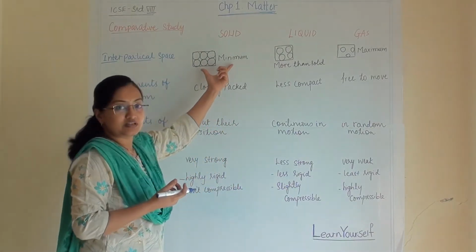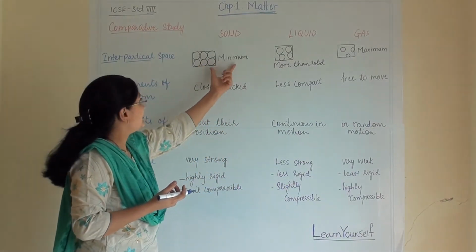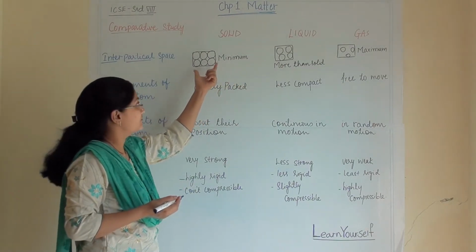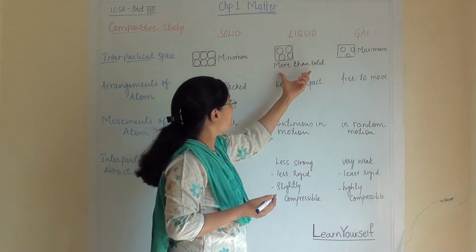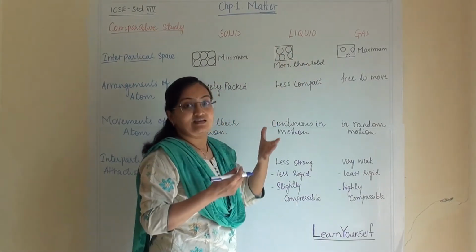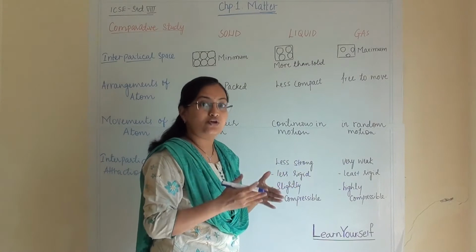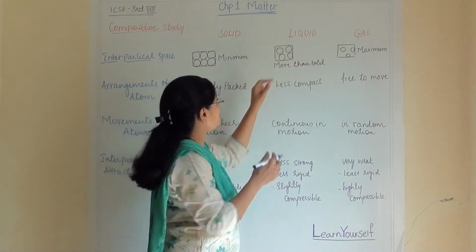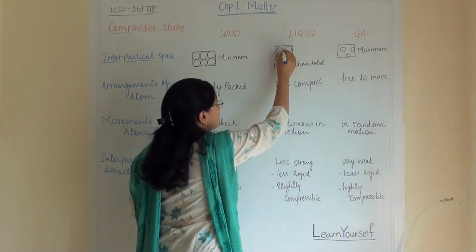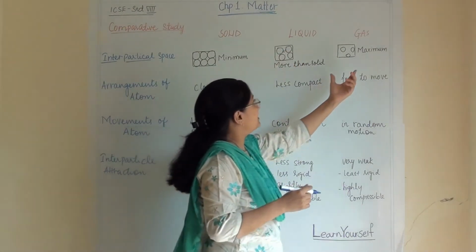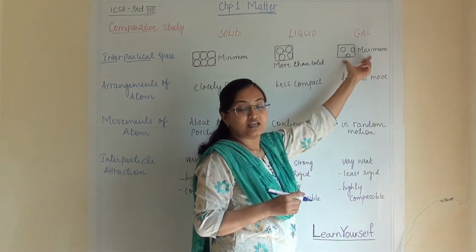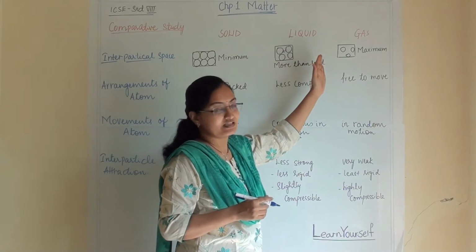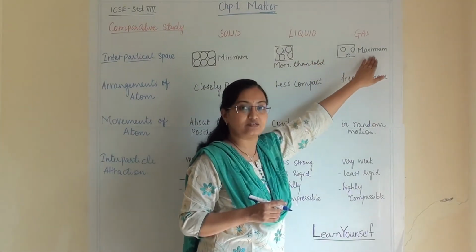So interparticle space in solid is minimum because the structure is closely packed. Whereas in liquid, the space is more than solid, or you can also write it is less than gas. In between, you can see some space is there. In the gas, the interparticle space is maximum compared to solid and liquid. So that's why we are writing maximum.